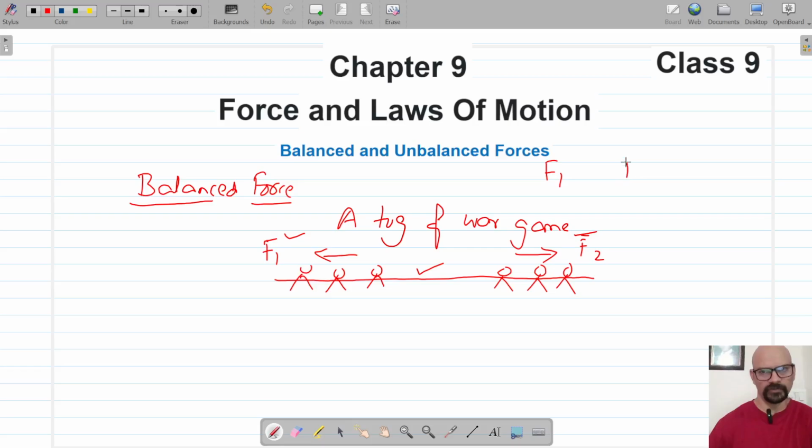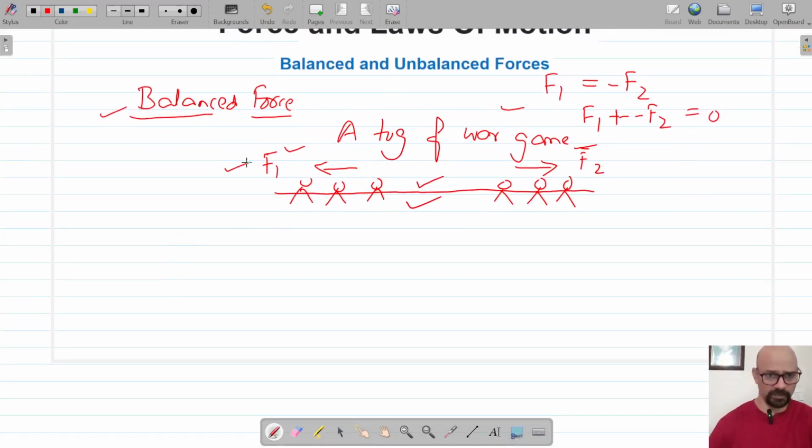So both these forces are equal but in opposite direction and the rope is not moving, so that means the net force on the rope is zero. So that is an example of the balanced force. This is just an example of two forces. In the tug of war game, the resultant of these two forces is zero.